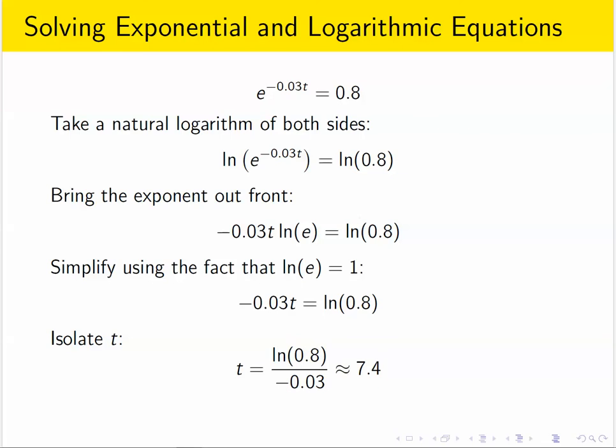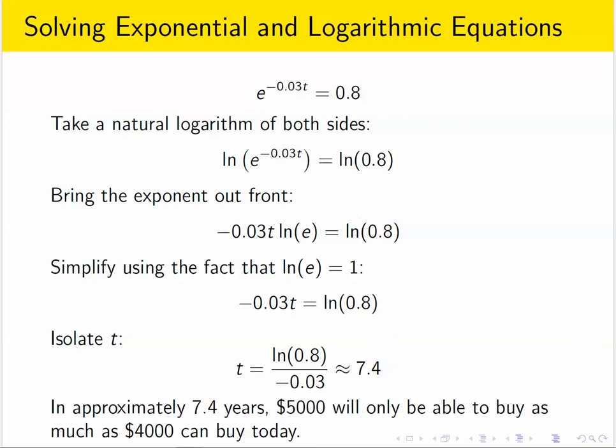So it turns out if you have $5,000 right now and wait this many years to spend it, according to this model, the amount you'll be able to buy in 7.4 years with $5,000 is equivalent to what you could buy now with just $4,000. So in about 7.4 years, $5,000 will only be able to buy as much as $4,000 can buy today, according to this particular model.